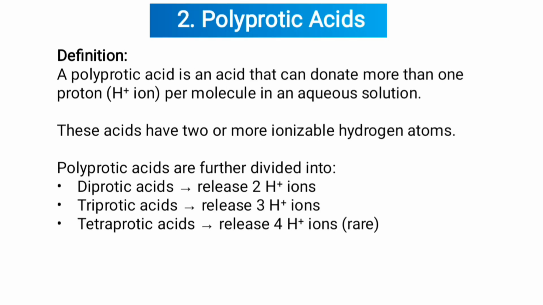Now, second type, polyprotic acids. Definition: a polyprotic acid is an acid that can donate more than one proton, mean H plus ion, per molecule and in aqueous solution. These acids have two or more ionizable hydrogen atoms. Polyprotic acids are further divided into diprotic acids, mean release 2 H plus ions. Triprotic acids release 3 H plus ions. Tetraprotic acids mean release 4 H plus ions. Rare.